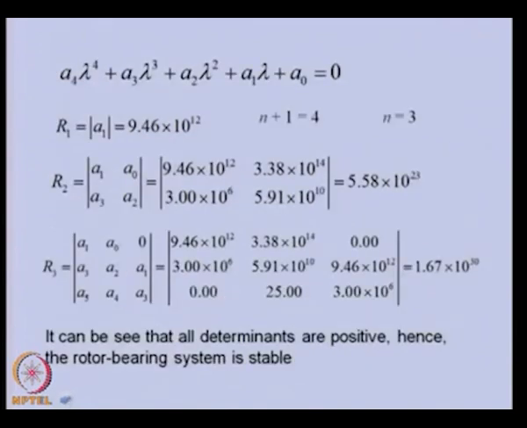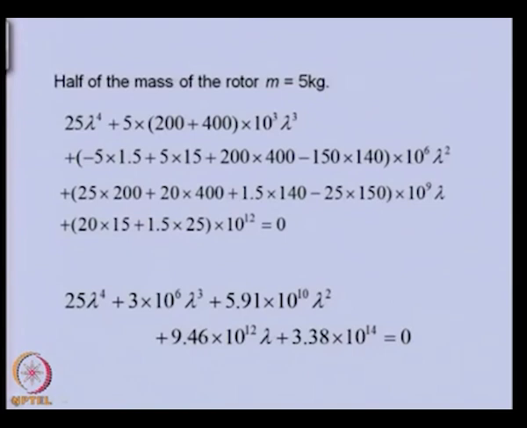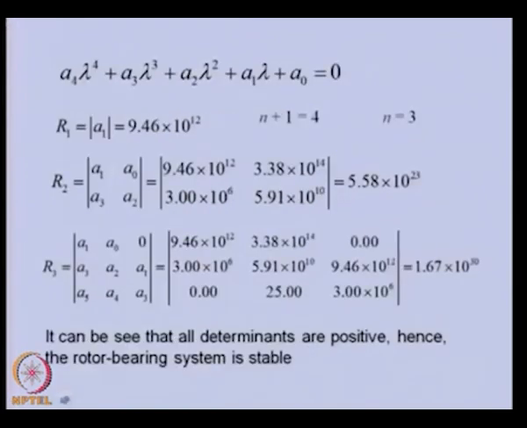Now we will apply the Routh-Hurwitz criteria for the fourth degree. R1 is this determinant. The first criterion is that all the coefficients should have the same sign. You can see they are of the same sign, so the necessary condition is satisfied. Next, these determinants should be positive. You can see R1, R2, R3 are positive. By this we can conclude that the system is stable.